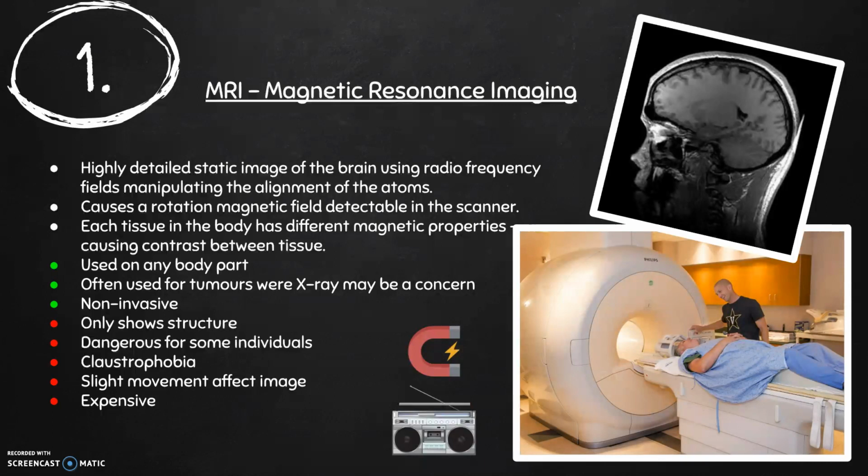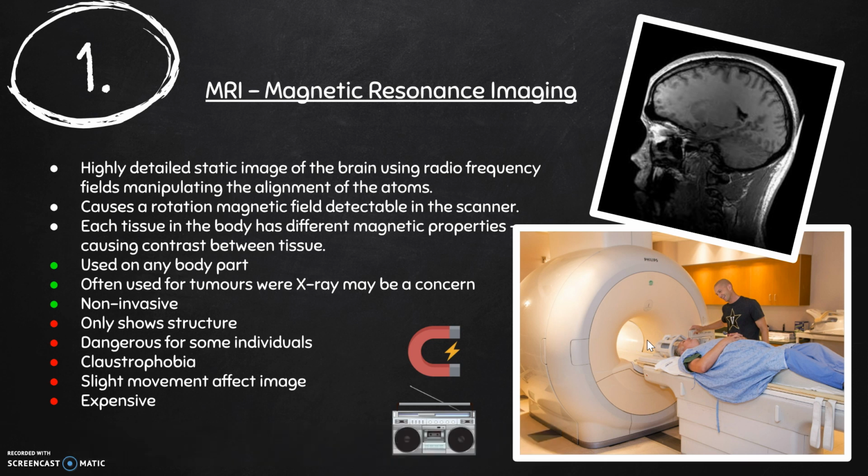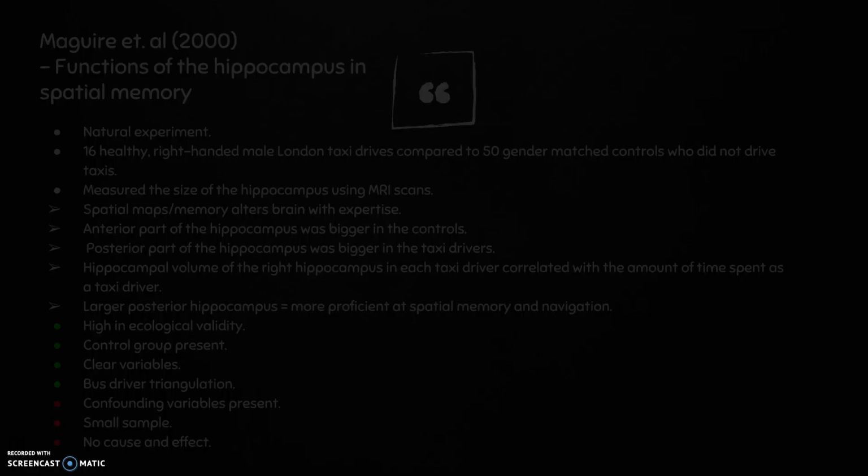Evaluating this, we can identify some strengths. For instance, this can be used on any body part, and it's often used for tumors where X-ray may be a concern. Furthermore, it's non-invasive. However, we cannot see brain activity with MRI, we can only see the structure. Also, the exposure to magnetism can be dangerous for some individuals, for instance, if you have a screw in your leg after surgery. It also can trigger claustrophobia for some participants. And any slight movement will affect the image. Overall, this technique is quite expensive.